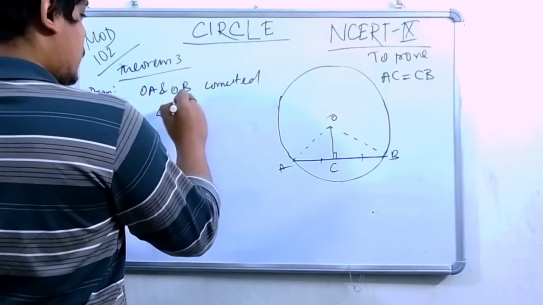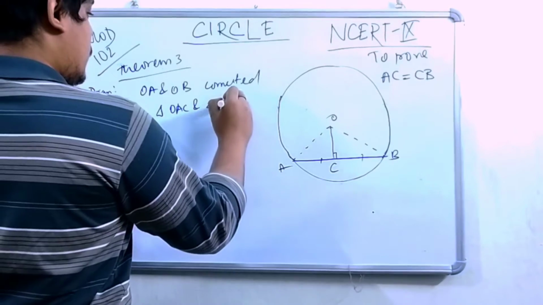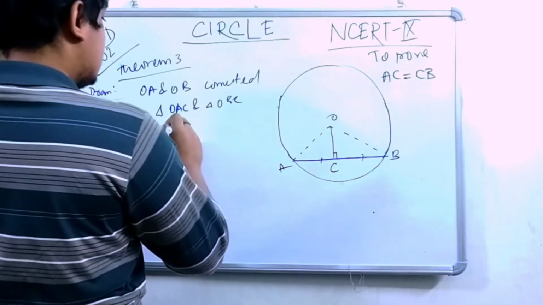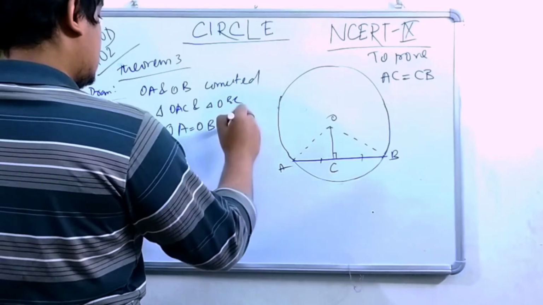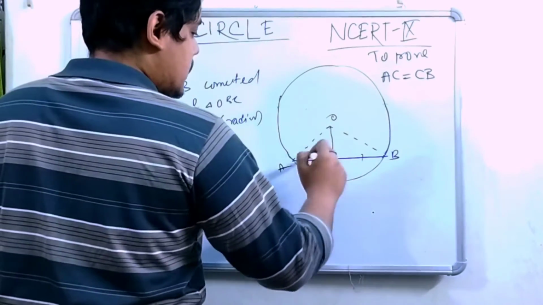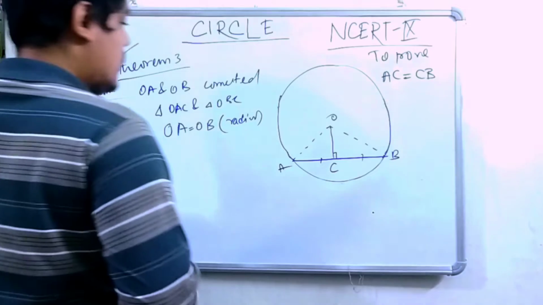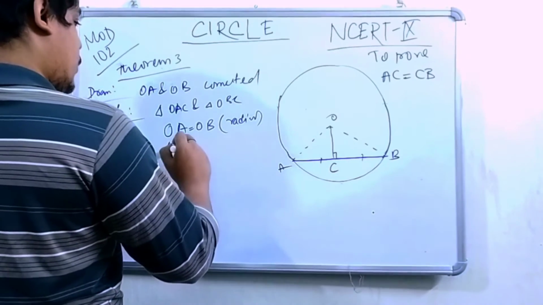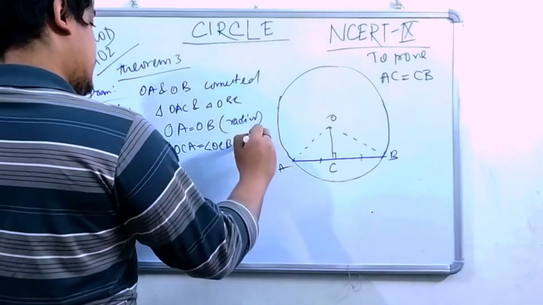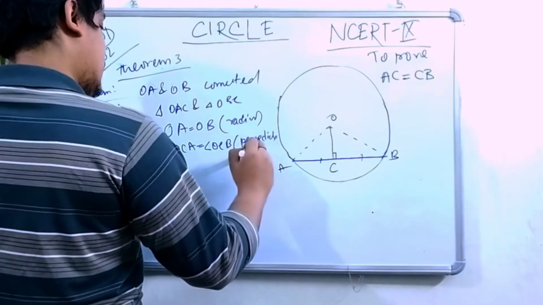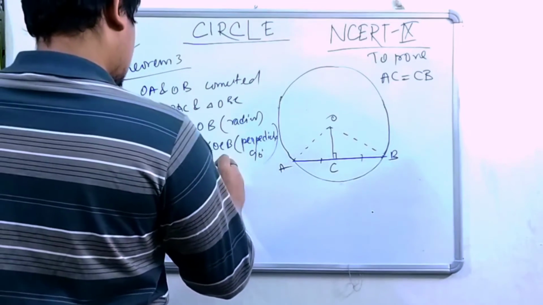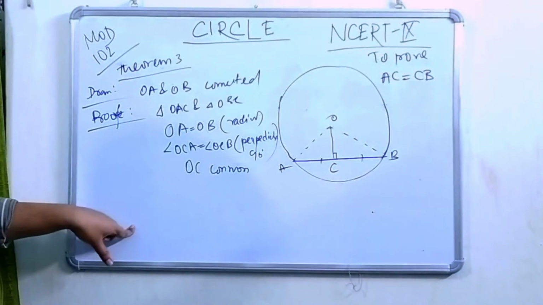Proof. Consider these two triangles, OAC and OBC. What do I have? These two are radii, so OA is equal to OB, because these are radii. Now we have this one as a perpendicular, so angle OCA is equal to angle OCB, because this is perpendicular, or 90 degrees. The last one is that OC is a common side of these two triangles.